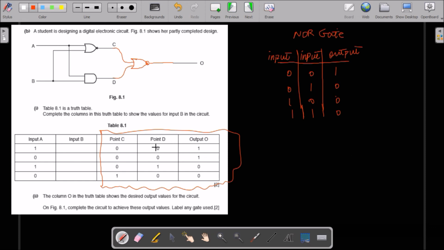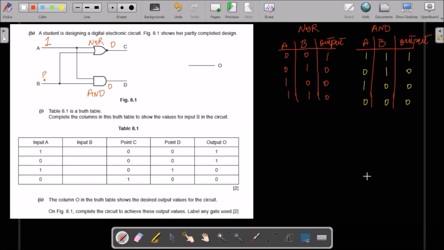So if point C and D, both of them are 0, the result is 1. If one of them is 1, the result is 0. If you look at NOR gate truth table, you can see that if both inputs are 0, the output will be 1. So this is NOR gate. That's why I draw NOR gate. You should draw this to get 2 marks. So also this is NOR gate, and this is AND gate.